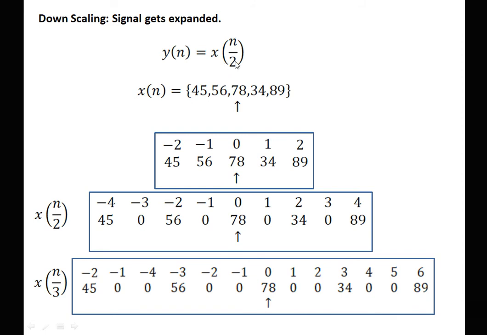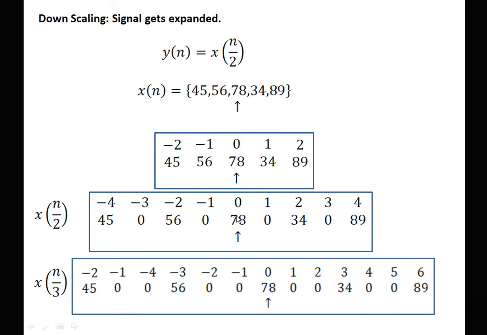Now this is the n by 2. So here what we require to do, 78 location as it is. Instead of the location 1, that is the next location, we fill with the 0. Next location we fill with the 34. Next location we fill with the 0. Next location we fill with the 89, because the signal is n by 2.